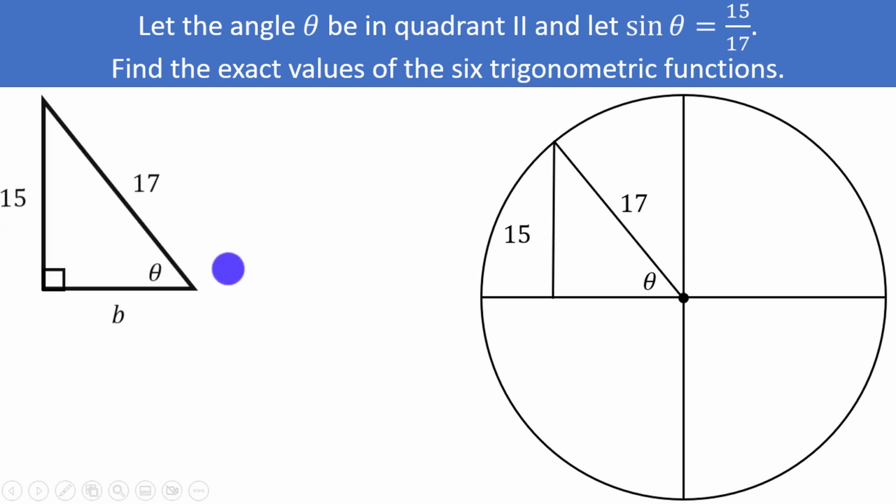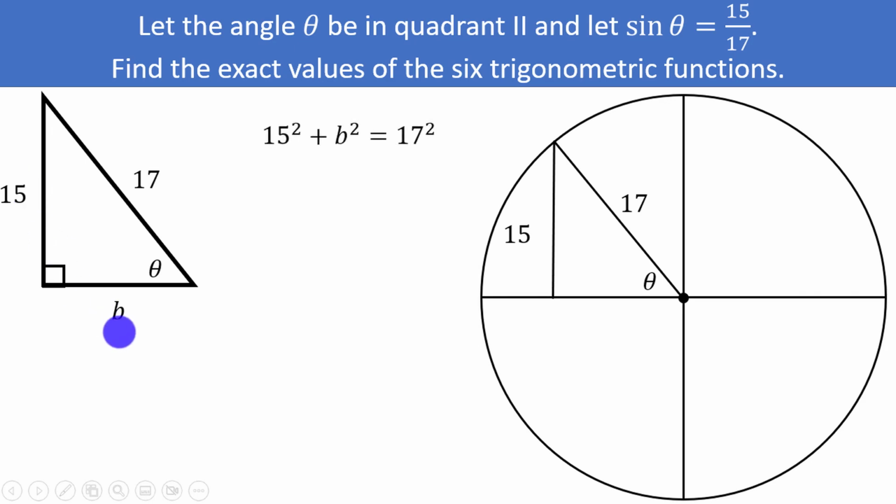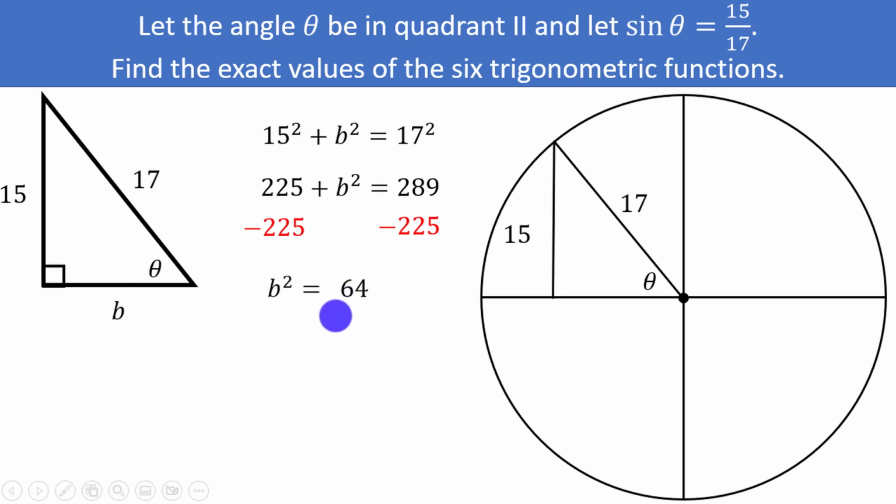We can work with this triangle on the side. We need to find the side length of b, which we can find using the Pythagorean theorem. We have 15 squared plus b squared is equal to 17 squared. 15 squared is 225, and 17 squared is 289. So we have 225 plus b squared is equal to 289. Subtracting 225 from both sides, we get that b squared is equal to 64. If we take the square root of both sides, we will get that b is equal to plus or minus 8.